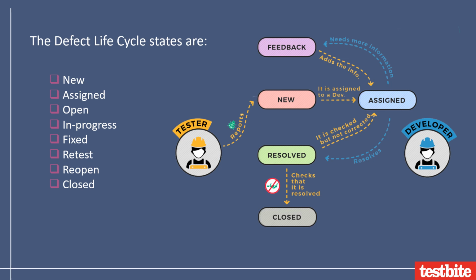So now, we have clearly understood what happens in each stage, and therefore we come into the following states of a defect during its life cycle.